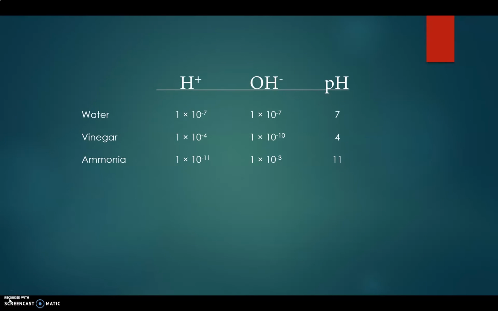Ammonia is a cleaning product, and thus it's basic. So the hydrogen ion concentration in ammonia is less than 1 times 10 to the minus 7th, while the hydroxide concentration is greater. Again, if we take the negative log of the H plus concentration, since it's 1 times 10 to the minus 11th, the pH is simply 11.